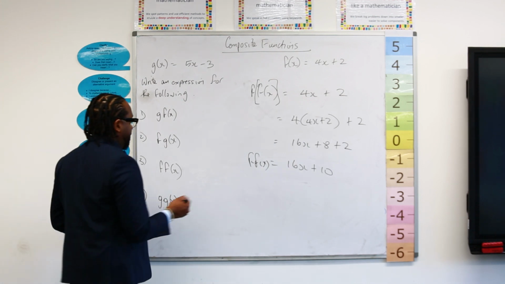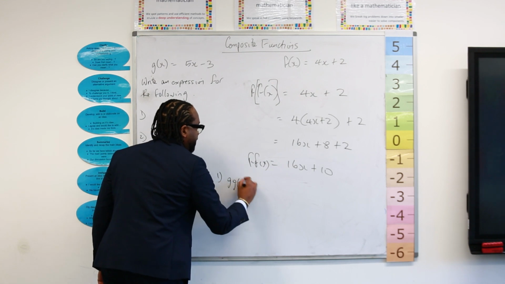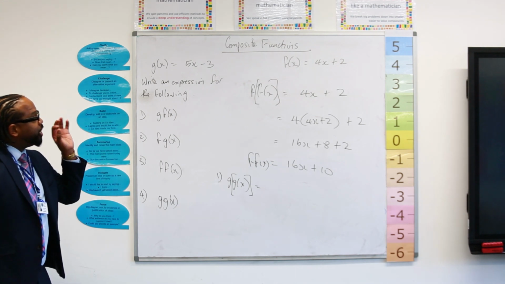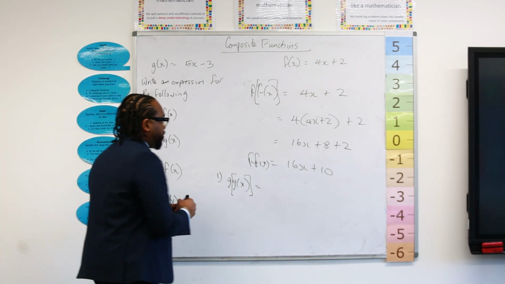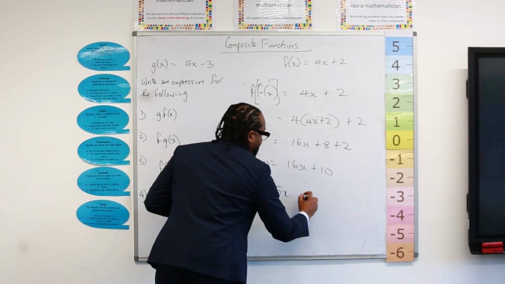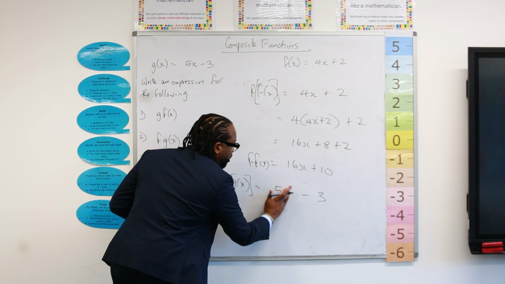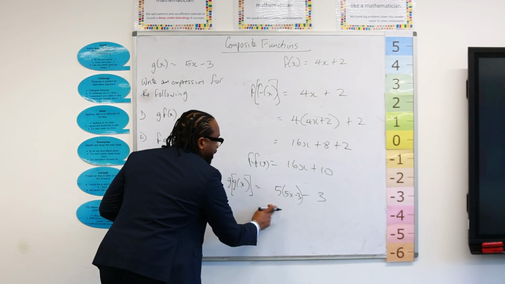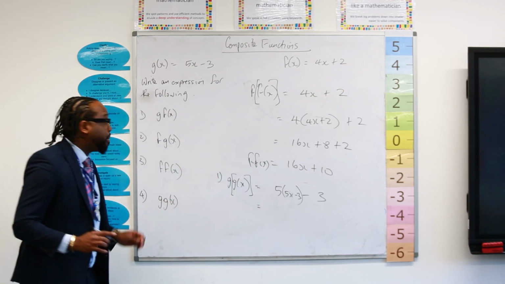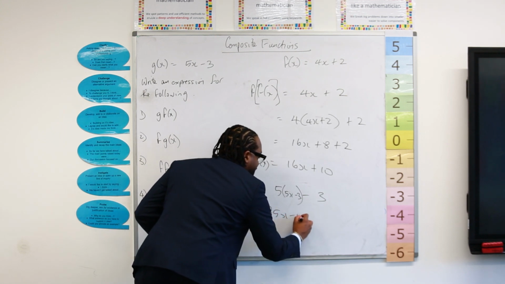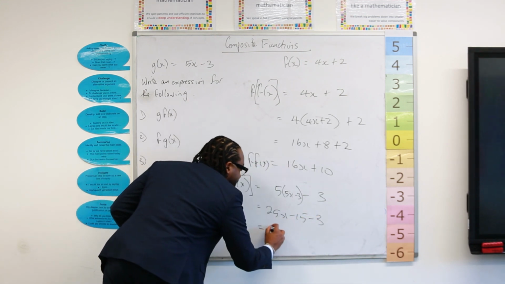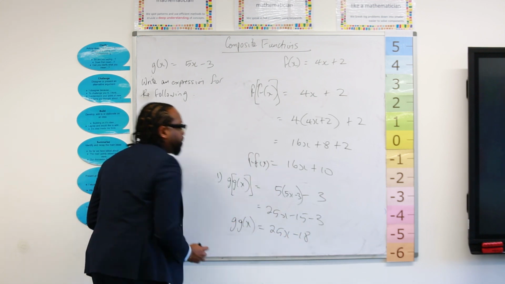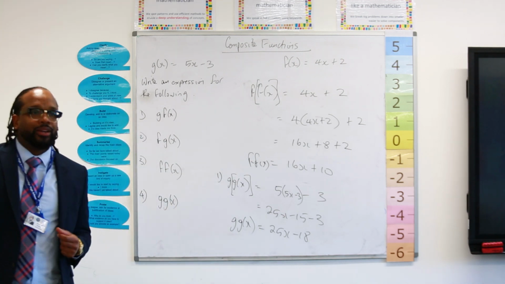Now do it one more time, and let's do it for g of x. Again, I'm going to put that square bracket to remind me that I'm going to put that g expression back into itself. So it becomes 5x minus 3. I'm going to take this x out and I'm going to replace it with 5x minus 3. I'm going to expand the bracket by using the distributive law, and that becomes 25x minus 15 minus 3, and that simplifies to 25x minus 18. So g of g of x is equivalent to 25x minus 18.